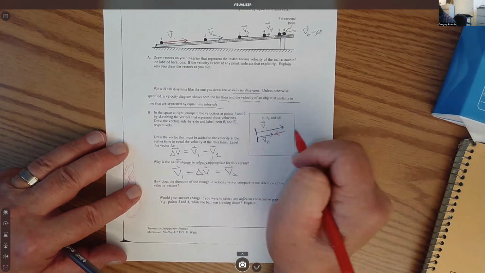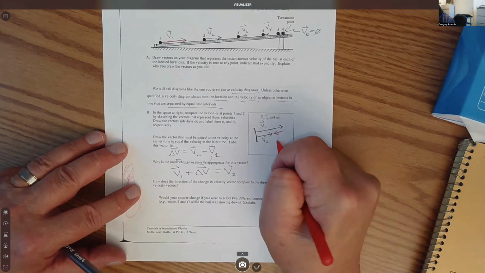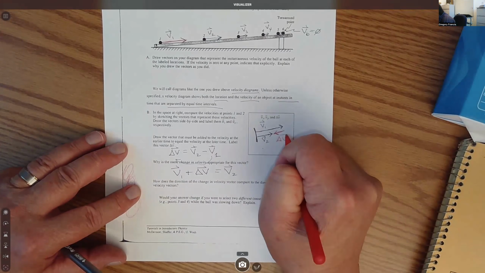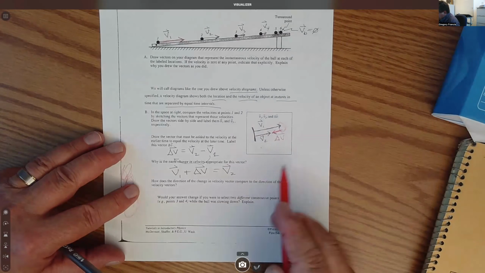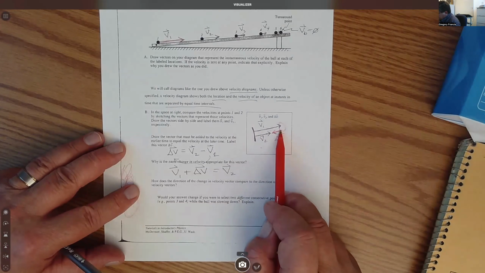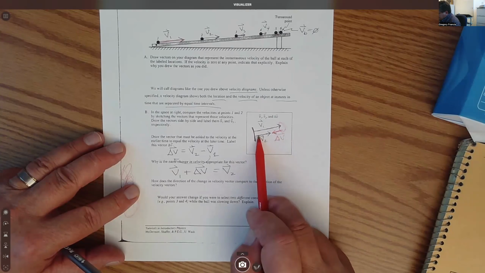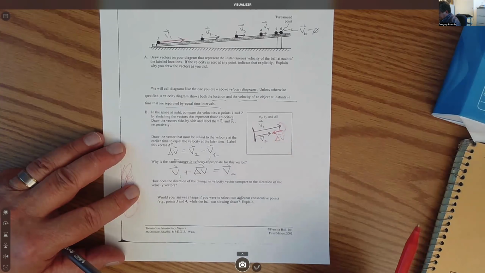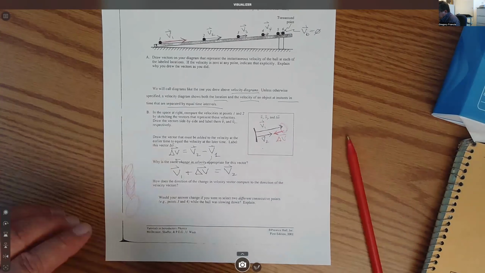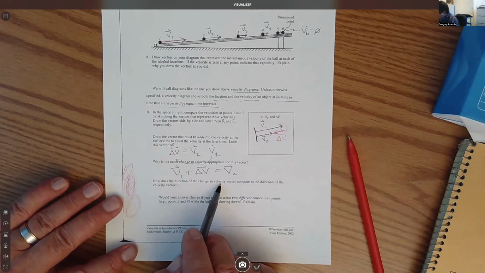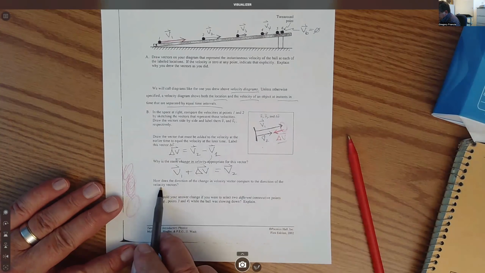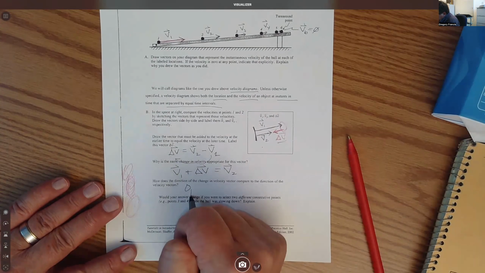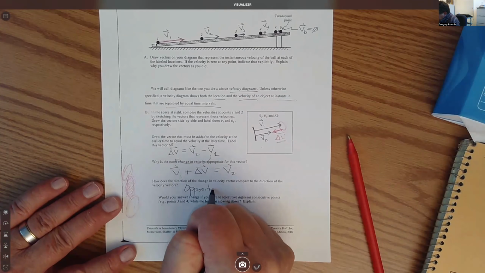Wish I had a better red pen. And so this would be my change in velocity vector. And you see, there's the plus sign right there. This long vector up the ramp plus this vector down the ramp is going to give me a shorter vector up the ramp. Now, we're asked, how does the direction of this change in velocity vector, delta v, compare to the direction of the velocity vectors? Well, the velocity vectors are up the ramp and the change vector is down the ramp, so they're opposite each other.